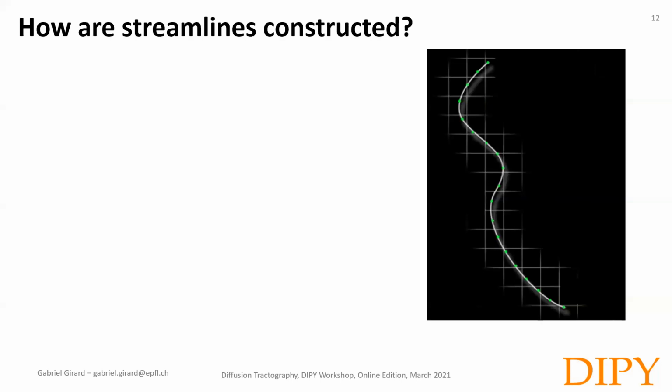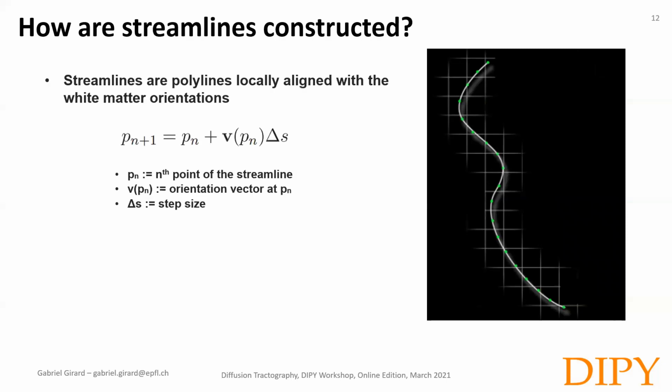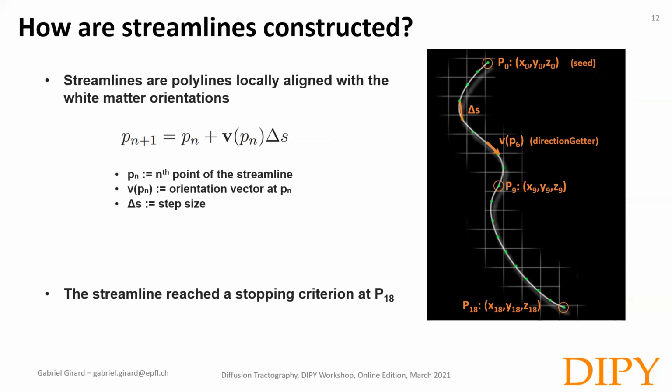Streamlines or polylines locally align with the white matter orientation. Each streamline is constructed from a sequence of 3D points, Pn, where P of n plus 1 is equal to Pn plus a selected orientation V at the current location times a step size delta S. Here we have our seed position, P0. V6 is the orientation connecting P6 and P7 with the step size delta S. This process is repeated until a stopping criterion is reached, in this case here, at P18.